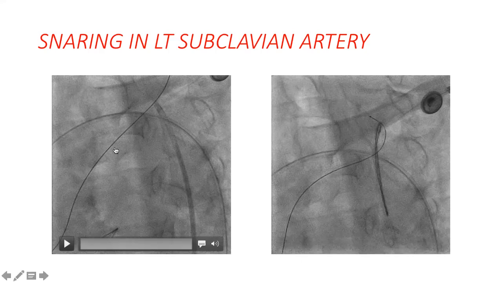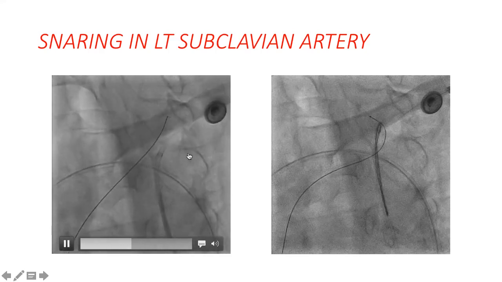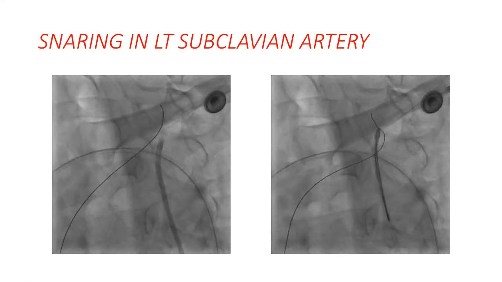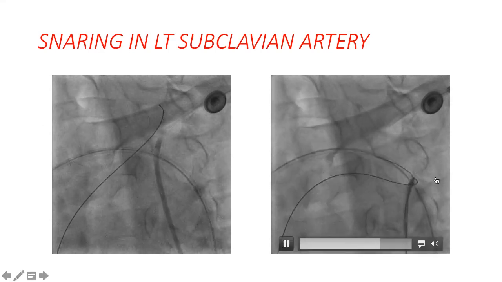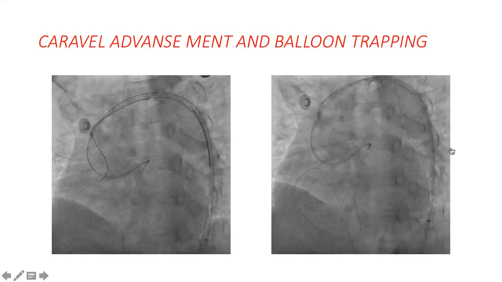So I advanced the Gaia wire into the arch branches. It went into the left subclavian, and in the left subclavian artery we confirmed the position, and then we snared with a basket snare, you can see. So I snared the wire and pulled it in with the 7 French guide as the backup, and pulled this wire into the guide. And then the guide is moved over the snared wire. And now you can see the guide is sitting comfortably on the arch, almost immobile.